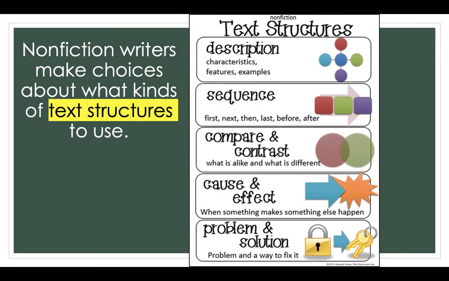If you remember, guys, when we talked about text structures, there were 5 different ones that we talked about. We had description, which is just describing different things and their characteristics and giving examples. And then we had number 2, it was sequence, so that was just telling something in first, next, then last, before, and after. Compare and contrast, that is showing the similarities and differences between 2 things. Cause and effect, and that's showing when something makes something else happen. And then problem and solution was when there's a problem and a way to fix it.